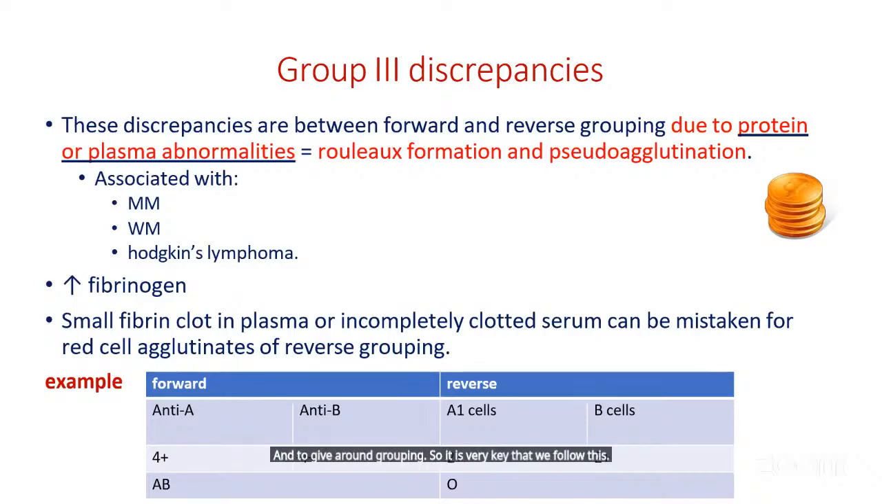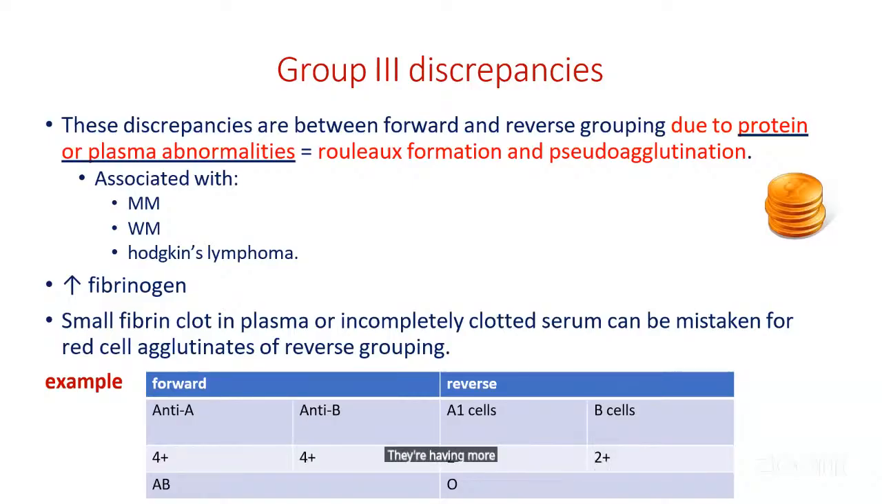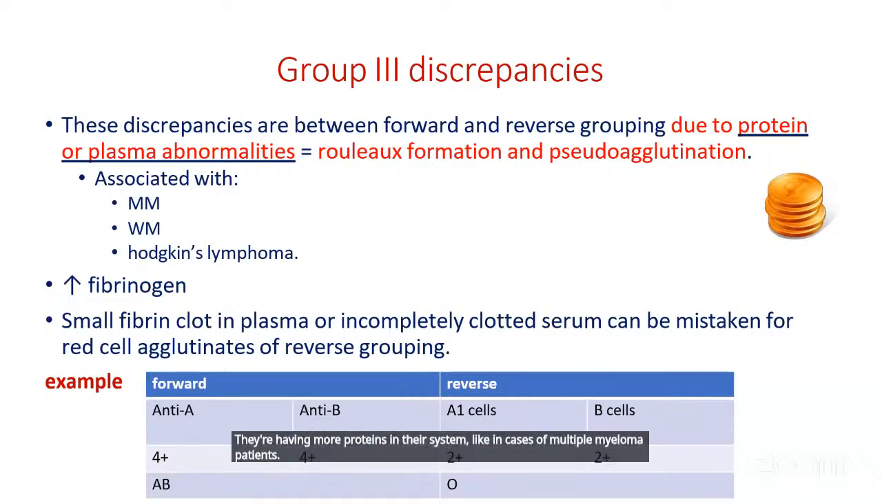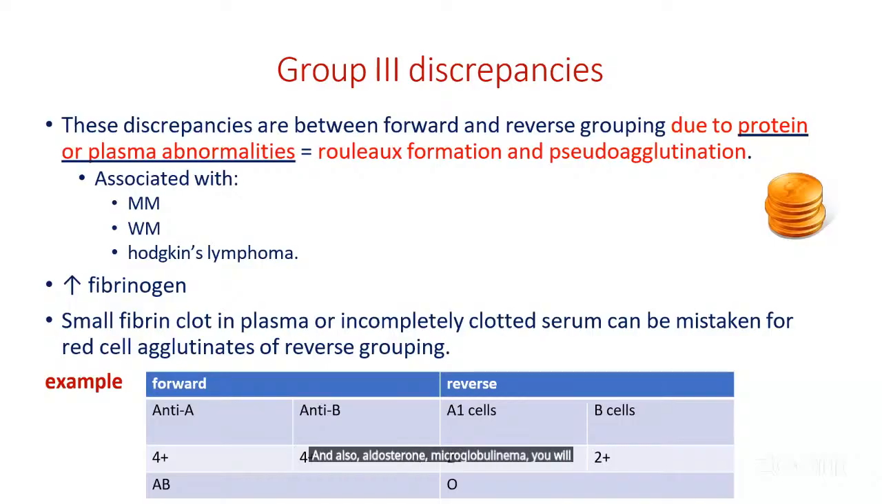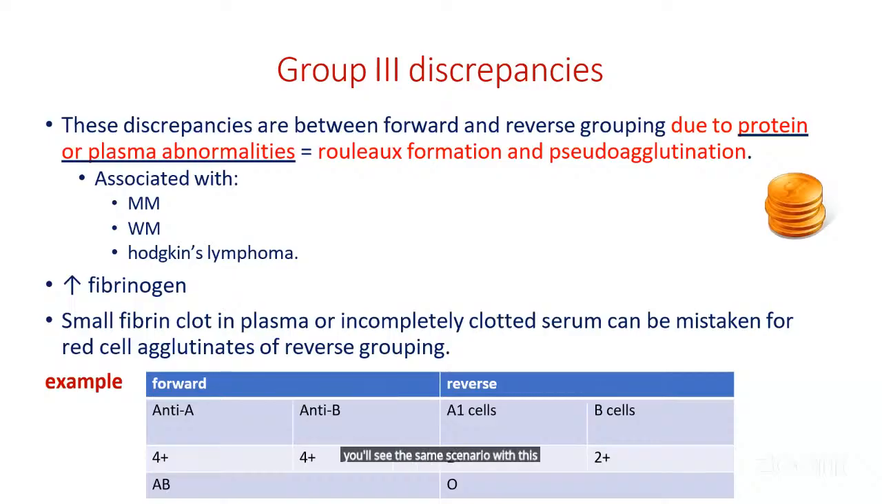It's just your SOP, because I know these ones are well highlighted in the SOP, and also of course due diligence, allowing your sample to clot so that you don't have this bullet number 4. For the rest, you might not really have control over, because it is a condition in the patient. They are having high fibrinogen, they are having more proteins in their system, like in cases of multiple myeloma patients, and also Waldenstrom macroglobulinemia. You will see the same thing, because these are plasma neoplasms. You will see the same scenario with these particular patients.